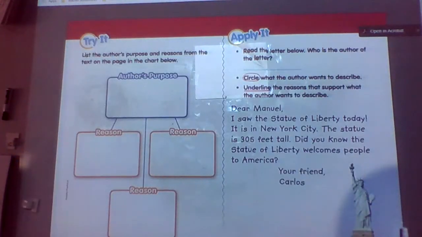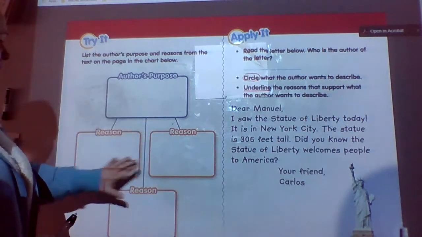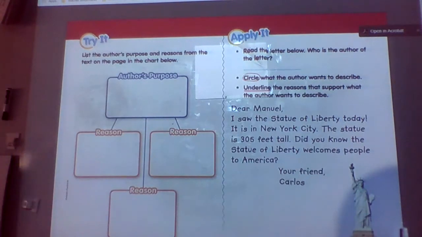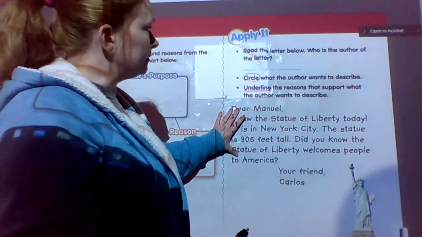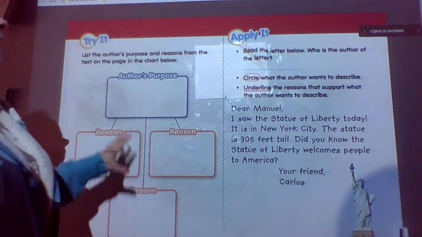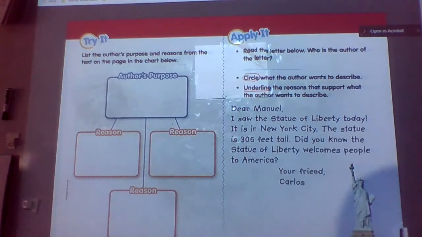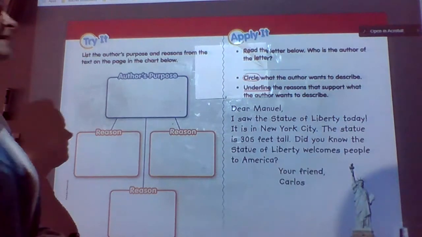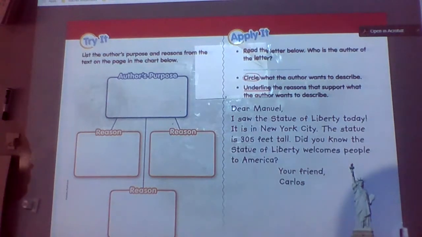On page 92 or 93 here, we see a Statue of Liberty, and you have the author's purpose, and then you have 3 reasons. Okay? This is the text you're going to read. All right. It says circle what the author wants to describe. Underline the reasons that support what the author wants to describe.